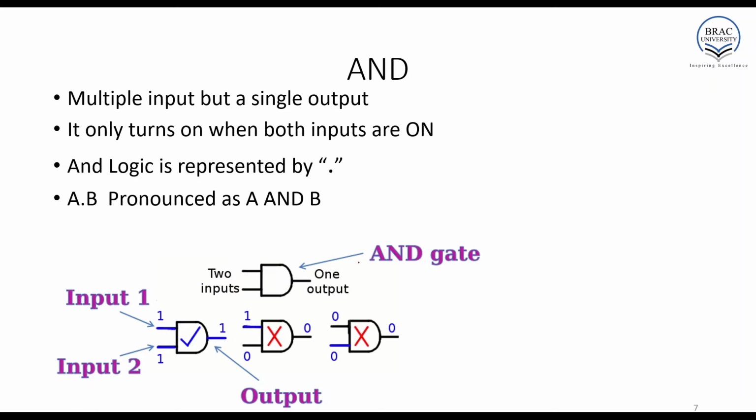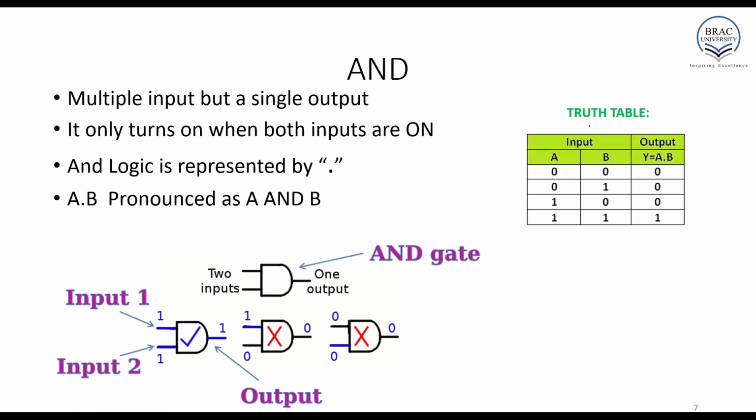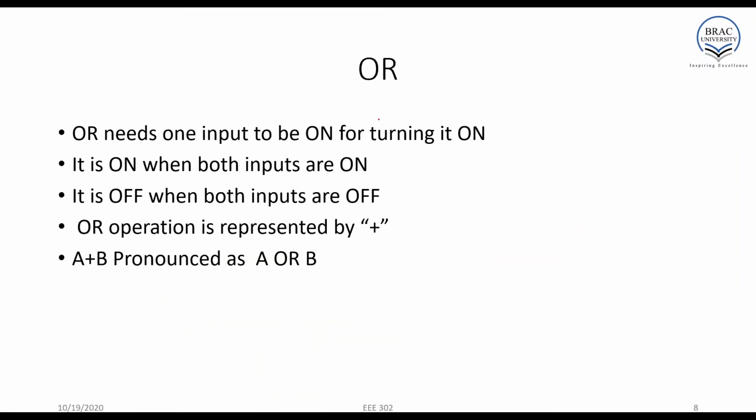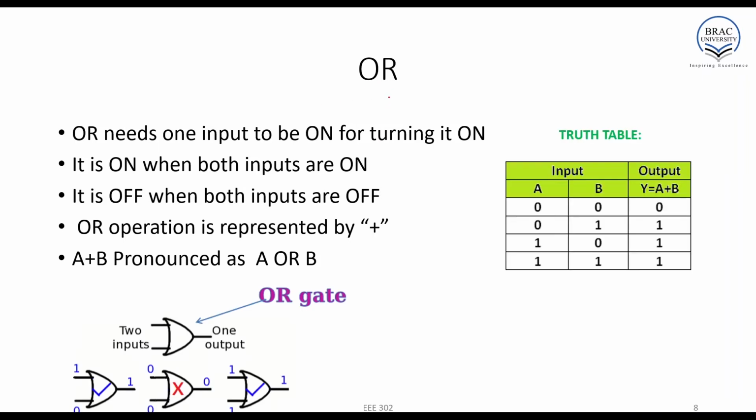So the next one is the AND gate. This is the truth table of an AND gate, and this is the symbol. It has two inputs and one output, and we write it like this: A dot B, but we pronounce it as A and B. And the next one is the OR gate. This is the truth table of an OR gate, and in this case we write it like this: A plus B, but we pronounce it as A or B.